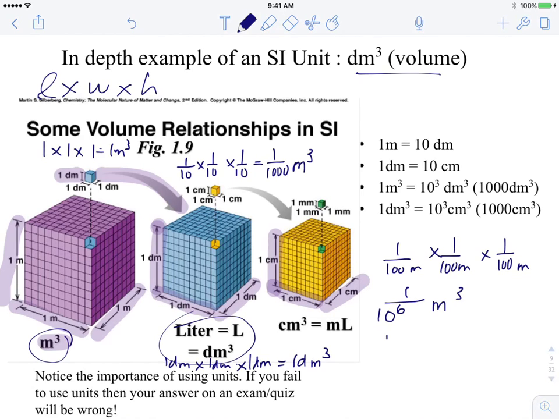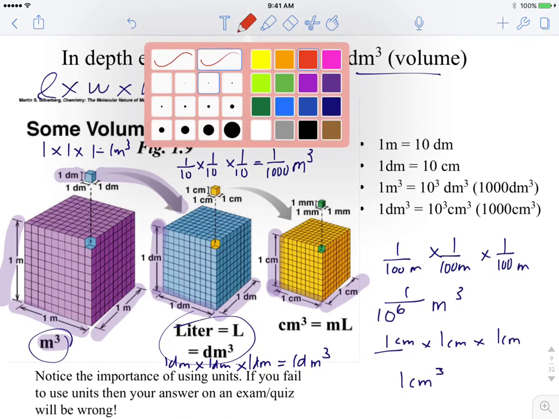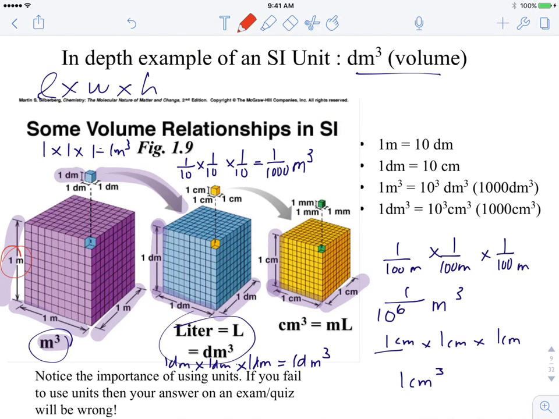If we did it in centimeters, which I'll do down here, it would be 1 centimeter times 1 centimeter times 1 centimeter, and that would be 1 centimeter cubed. So look at what happens though. We started off with 1 meter. We changed the length to 1/10. Look at what happened to the volume. It became 1,000th of what it was. Then we changed the length again by 10, which is really 100th of a meter. And now the volume went to 1/1,000,000th of a meter cubed.